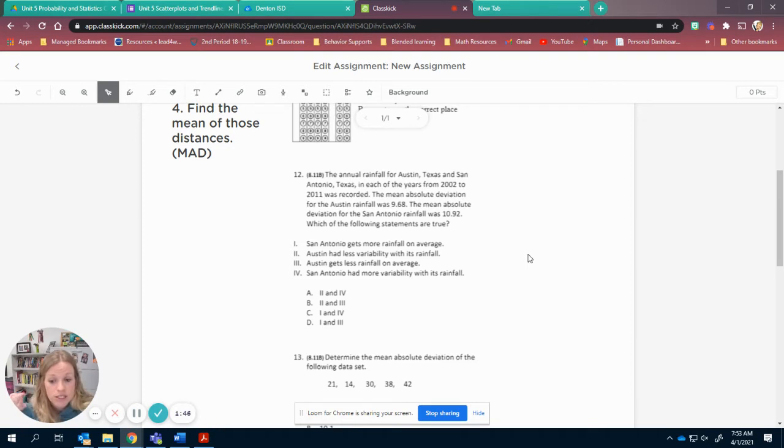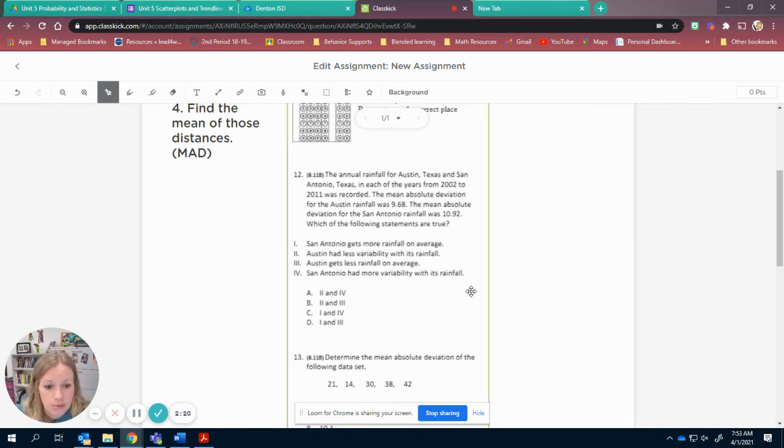First, let's talk about what mean absolute deviation is. Mean absolute deviation is the distance each value is above or below the mean, so your average rainfall. It is how much that differs from the average. The word that we used when we were taking notes in class, if you came to the Teams meetings, to show above and below was variability.